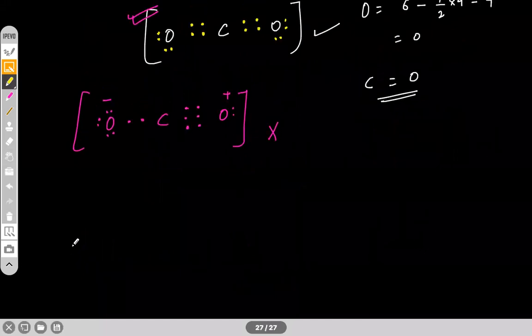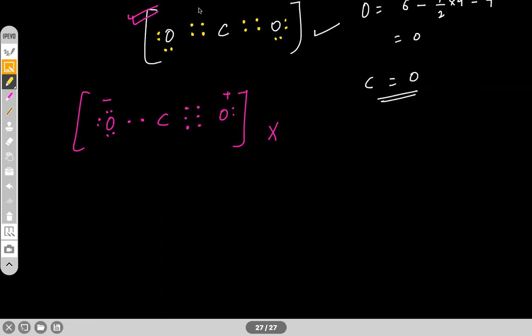Yes, I can show you one more thing here. Okay, let's discuss this way also. If you draw a bond here, this structure is nothing but this one: O double bond, C double bond, O. Isn't it this? And this structure is nothing but O single bond, C triple bond, O with one lone pair, three lone pairs, one negative charge and one positive charge.